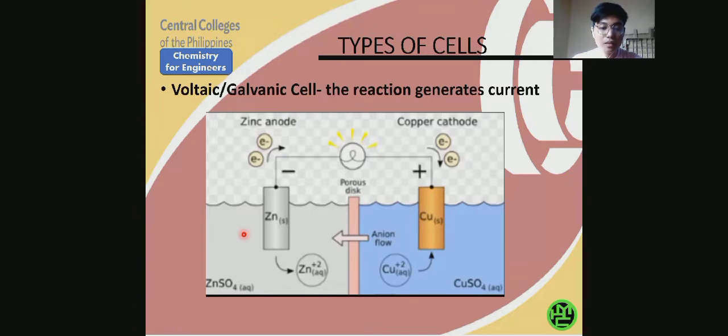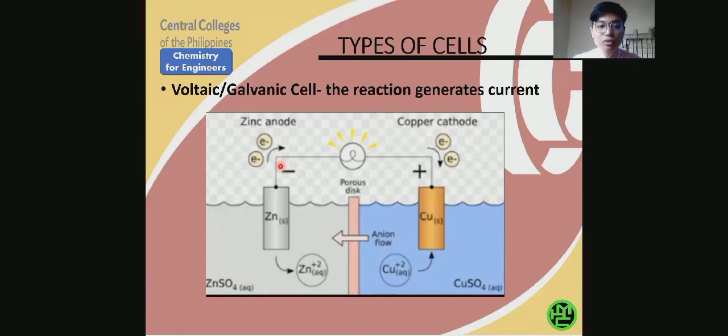Okay? The charges always need to be equal. So, to be equal, it needs to donate electrons. So, these are the two electrons. They will pass through this wire. For example, let's say this is our light bulb, which the electrons will pass through. Since we have a flow of electrons, it will automatically generate electricity.